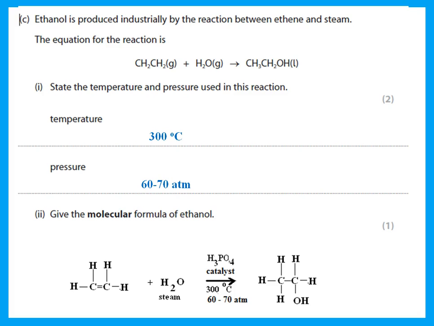Then he wants the molecular formula of ethanol. Again, remember that molecular formula means the total of the number of carbons and the number of hydrogens and the number of oxygens. So this is the molecular formula of ethanol, C2H6O.